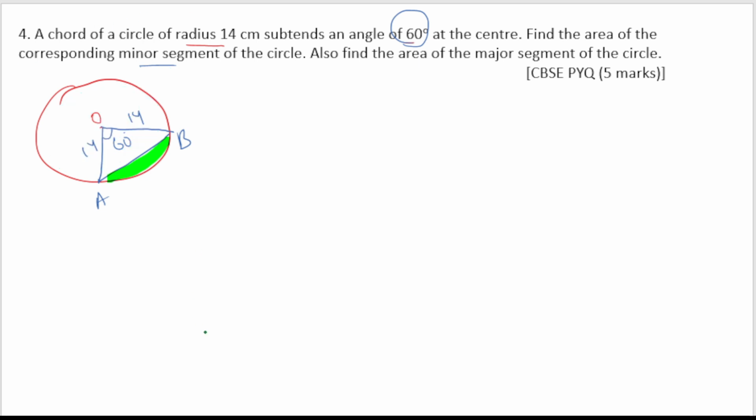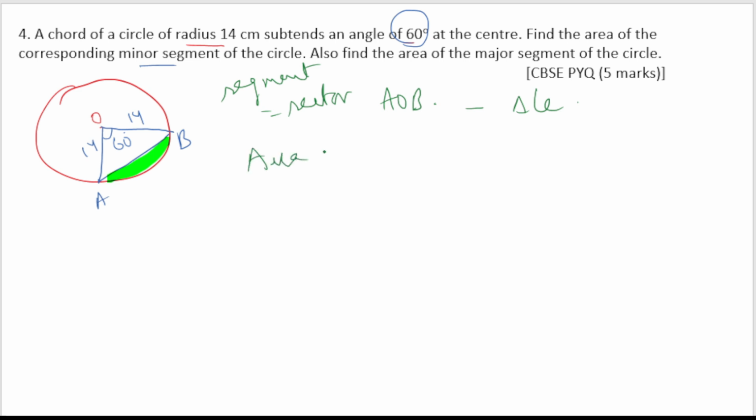How do we find the area of the minor segment? See, we have to find the area of the sector, area of the sector AOB. Okay. And we have to subtract the area of the triangle from the area of the sector. Then we will get the area of the minor segment. This is the area of the minor segment, that is, area of sector minus area of triangle.